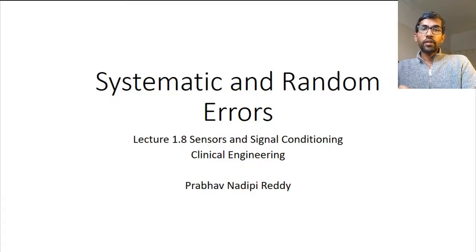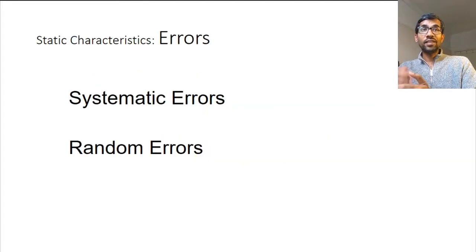Let's talk about some kinds of errors in sensors. The errors in a sensor can be divided into two kinds of errors. One is called a systematic error, and another is called a random error. And let's talk about these two kinds of errors, systematic and random errors.